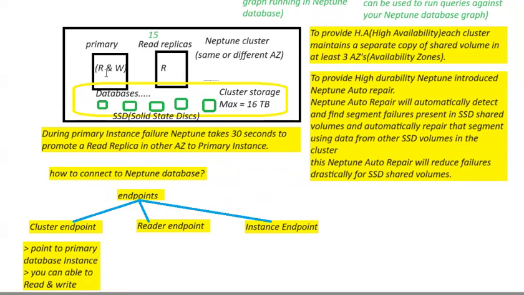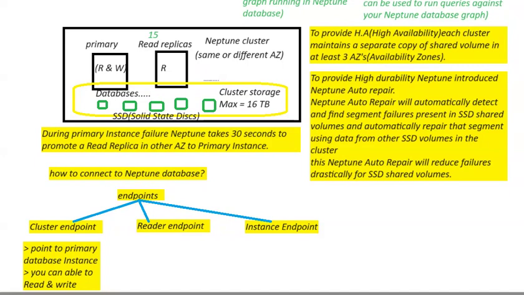If the current primary instance fails over, then whatever cluster endpoint we have will point to another read replica within 30 seconds. Within 30 seconds, it will point to another read replica which is present in another availability zone, so that read replica now becomes the primary database instance. There you can perform both reading as well as writing on that primary database instance.